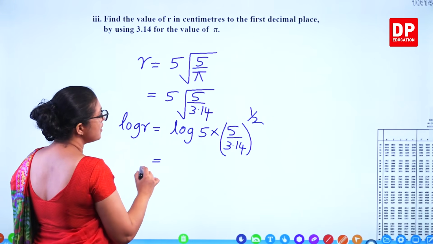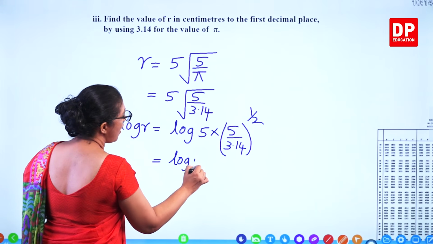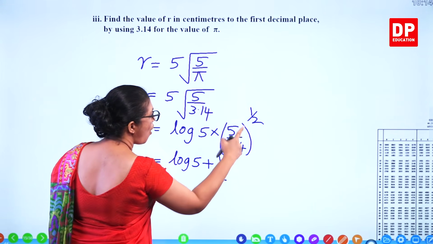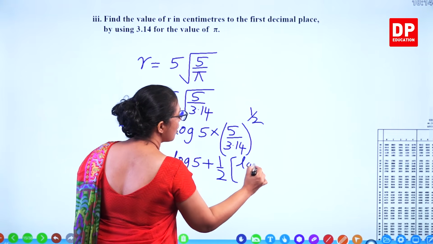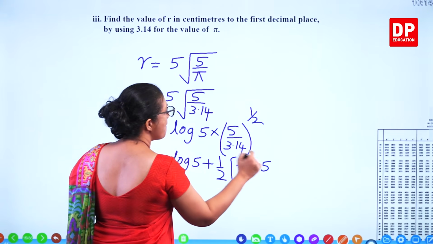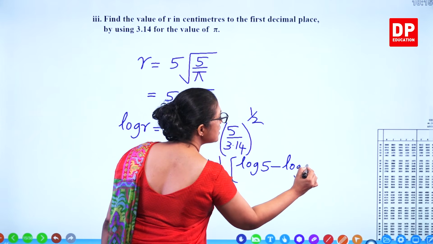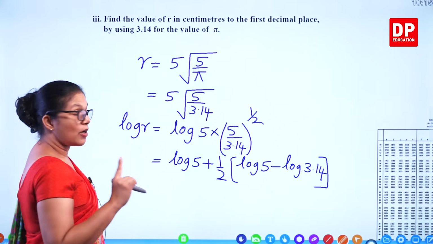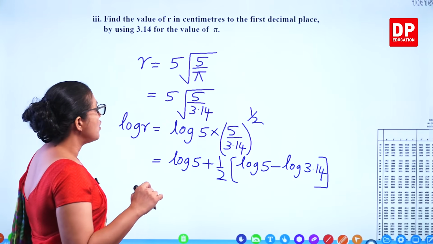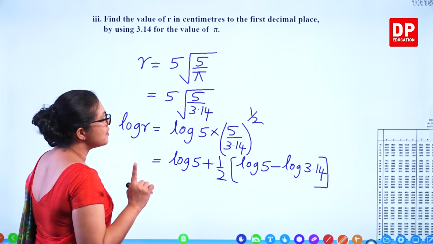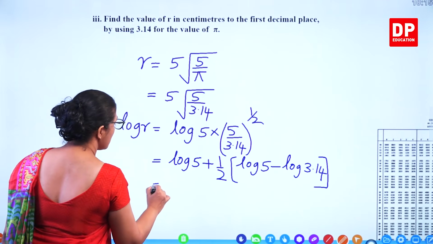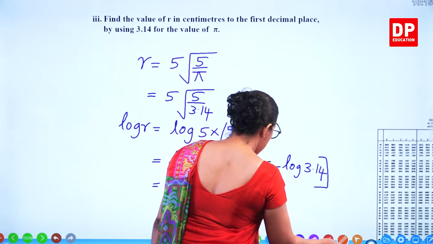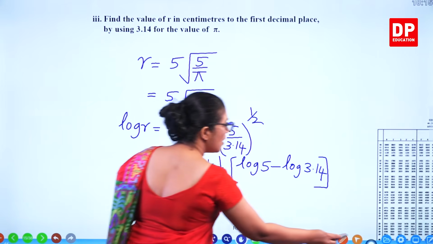Now laws of logarithms. Log 5 plus, multiplication becomes plus, half of log 5 minus log 3.14. Why? Because this is division. When you apply laws of logarithms, division becomes subtraction. Now you can refer to the logarithmic tables and find out the values.